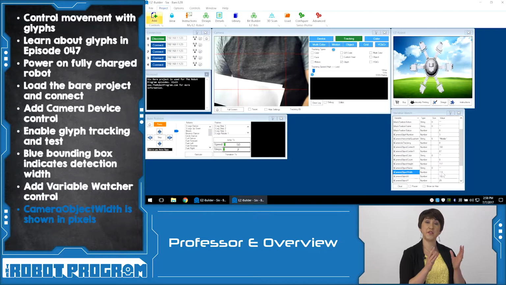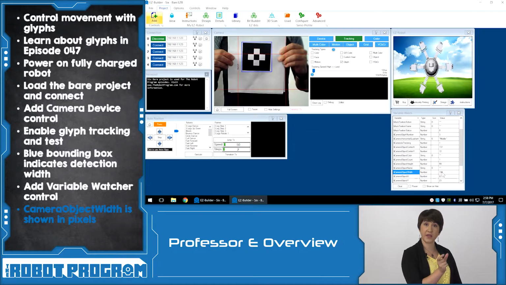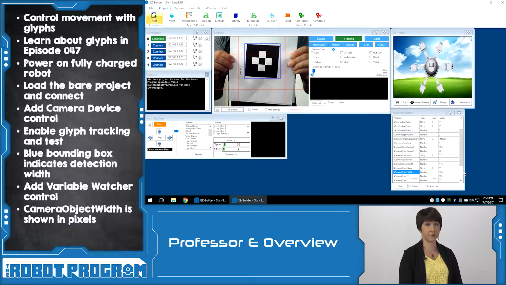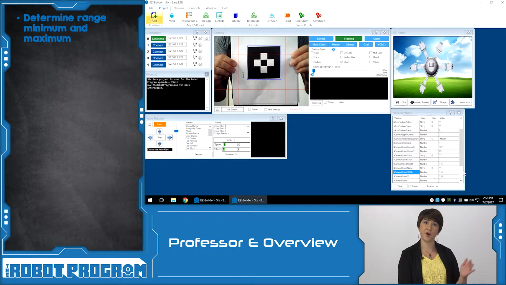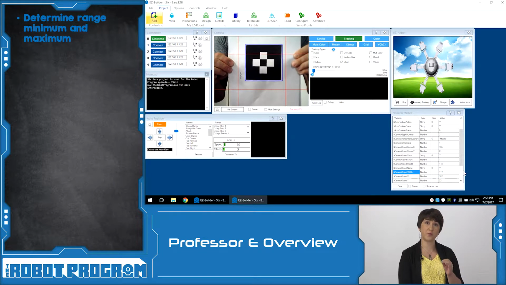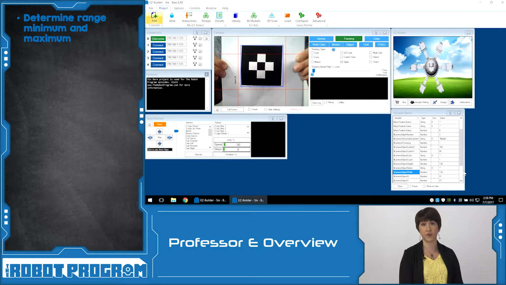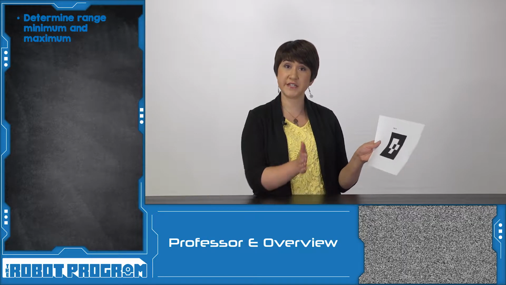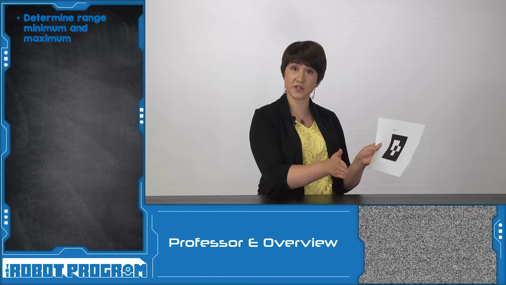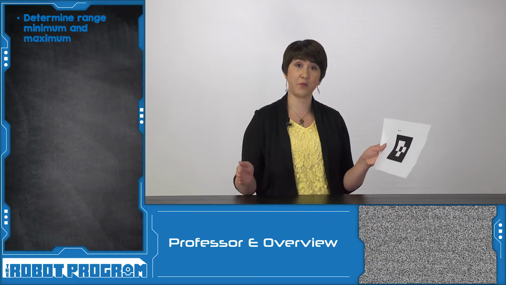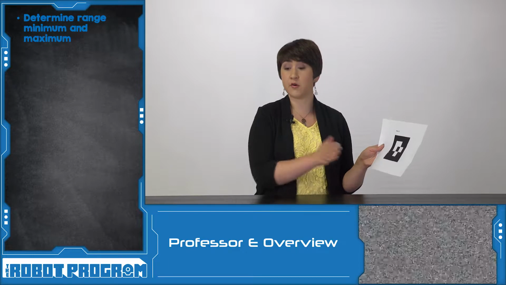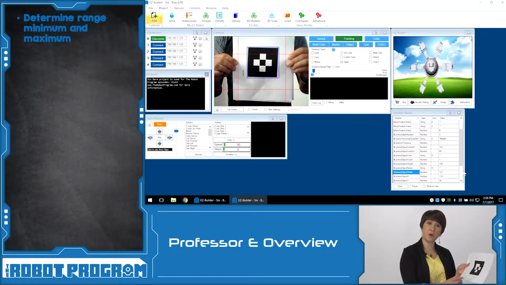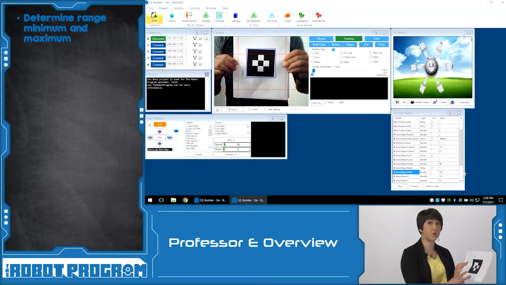This variable is going to update with the number of pixels of whatever the box is detecting, so it's going to use the width of that bounding box. Move the glyph back and forth to determine which numbers you want to represent your close and far values of your range. In our example, we chose the value 110 pixels if the robot is close to the glyph, and 90 pixels if the robot is further away. These bound the range of what the robot is going to use. Remember that the closer the robot is to the glyph, the larger the width will appear.